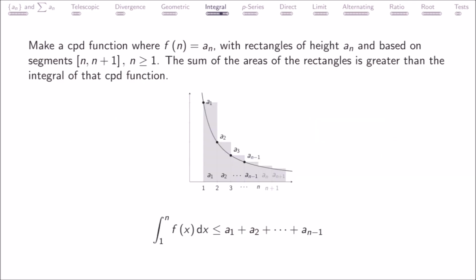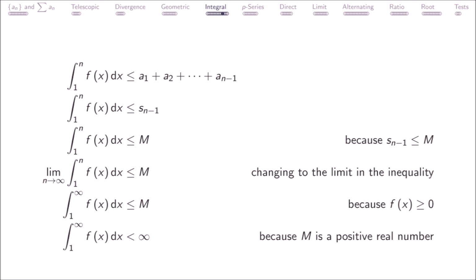Make a CPD function where f of n equals a_n with rectangles of height a_n and based on segments. The sum of the areas of the rectangles is greater than the integral of that CPD function. Then we have the following.